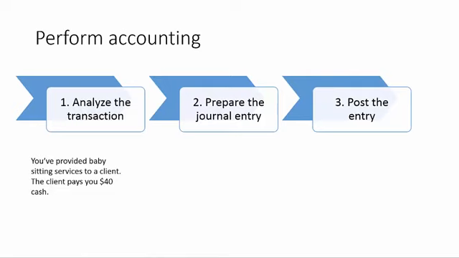In step 2, we prepare the journal entry, considering our chart of accounts and our debits and credits. When we collect cash, we want to increase our cash account. Remember that cash is an asset, and asset accounts are debit balances. Therefore, to increase cash, we will debit cash by $40.